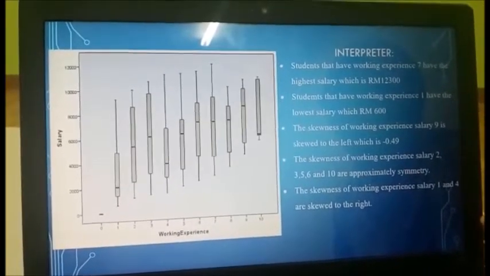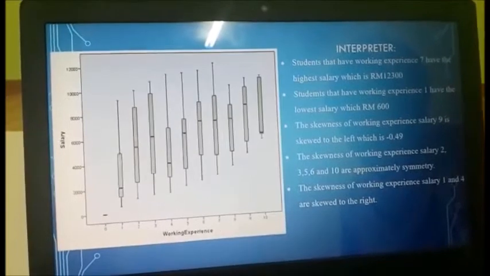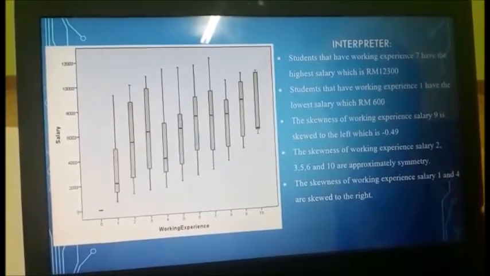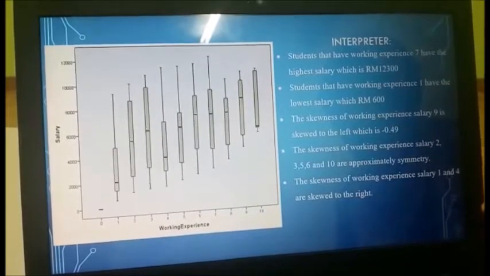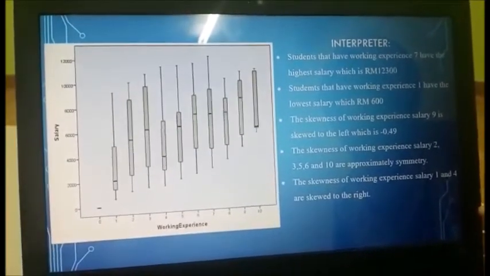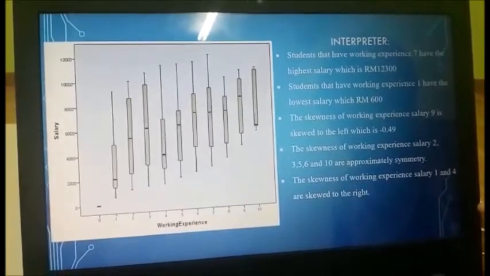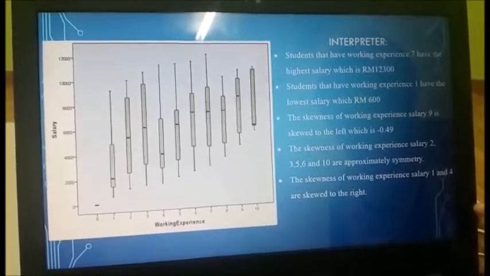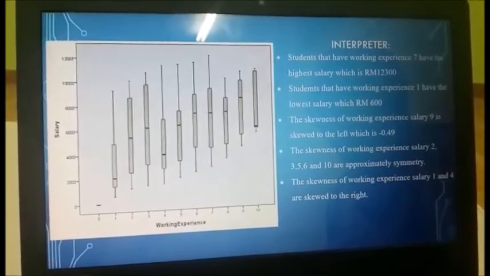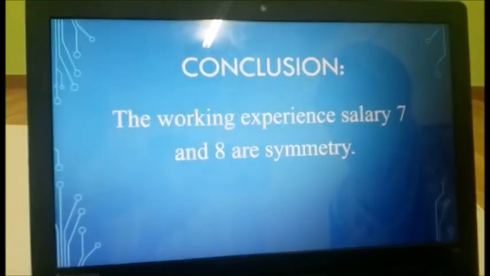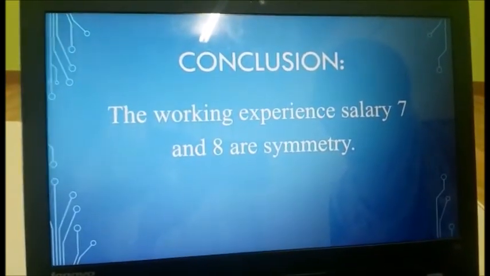The skewness of working experience salary 9 is skewed to the left, which is negative 0.49. The skewness of working experience salary 2, 3, 5, 6 and 10 are approximately symmetry. The skewness of working experience salary 1 and 4 are skewed to the right. So the conclusion is the working experience salary 7 and 8 are symmetry.